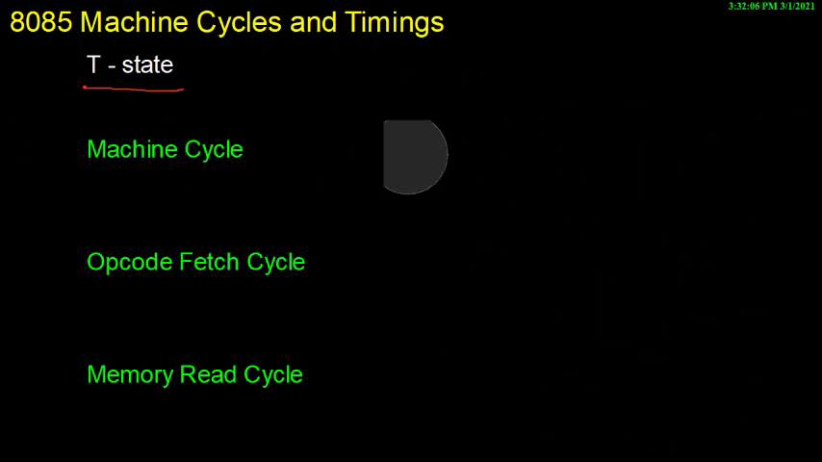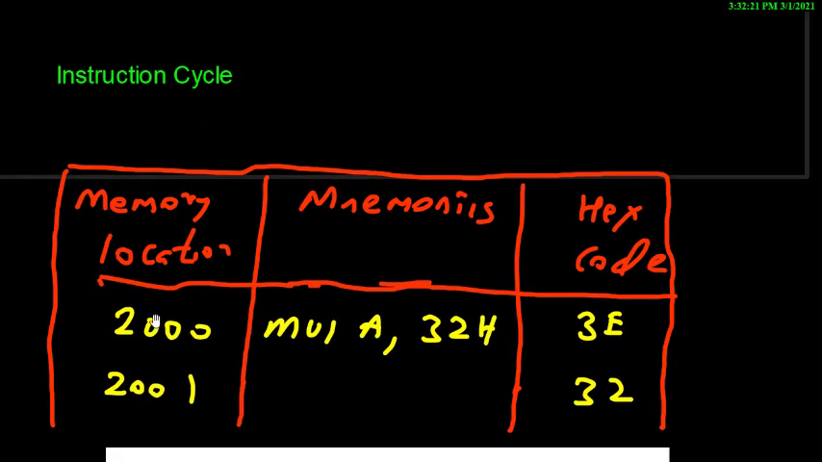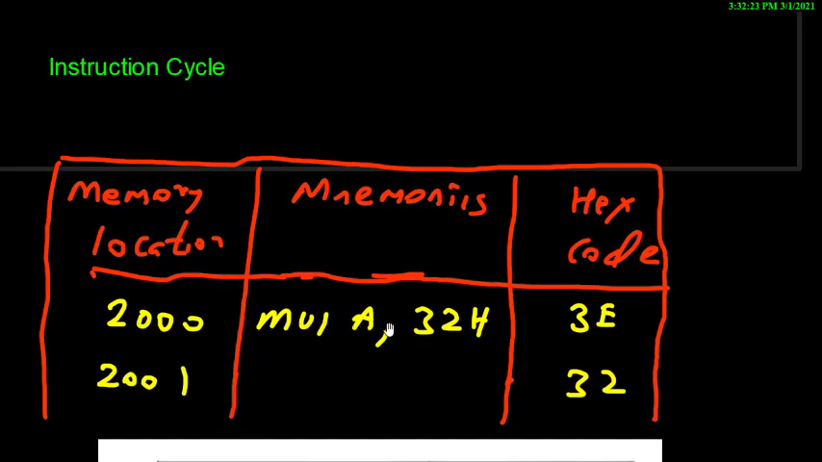Now next is the meaning of a machine cycle. Every instruction consists of either one machine cycle or two or more. So let us study with an example. Suppose we have the instruction MVI A, 32H. This instruction is stored in memory location 2000.